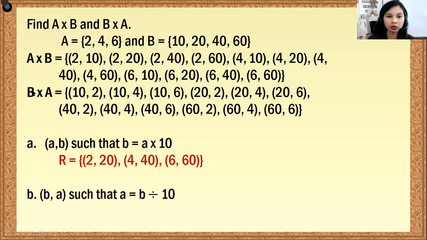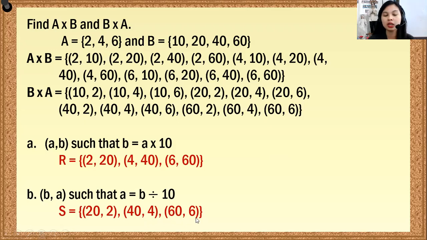So, dito tayo sa B times A naman. So, dapat daw dito, itong B natin, kapag dinivide natin siya kay 10, yung A yung magiging answer po niya. Okay? So, we have this one. So, ang B natin is 20, ang A is 2. So, 20 divided by 10 is 2, 40 divided by 10 is 4, 60 divided by 10 is 6 po. Okay? So, ganyan po siya.